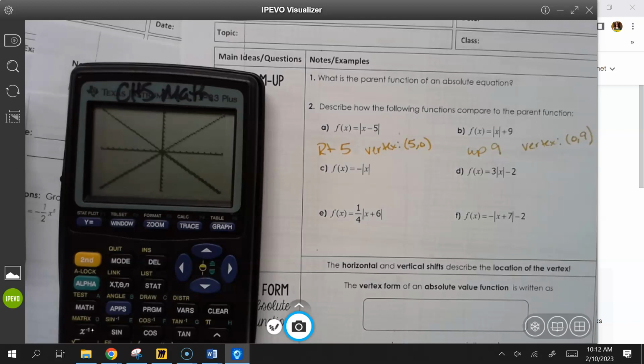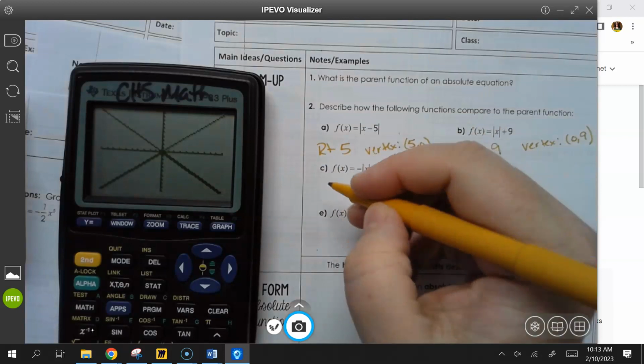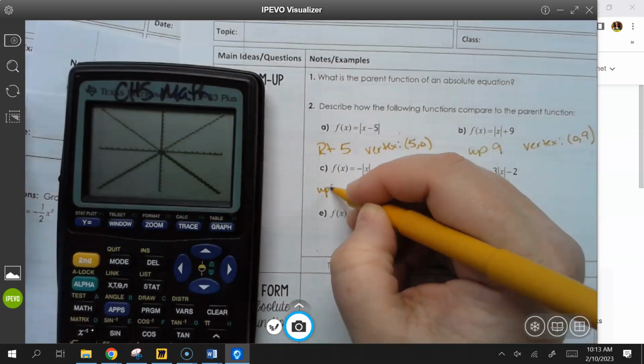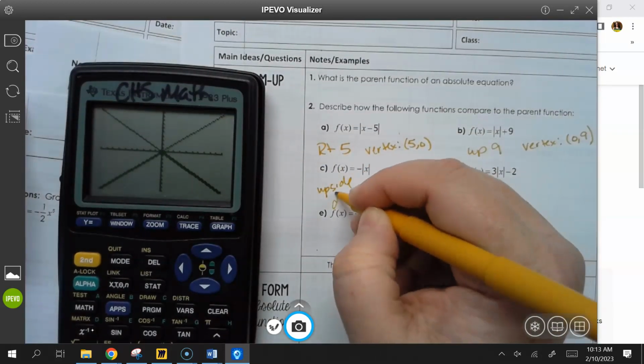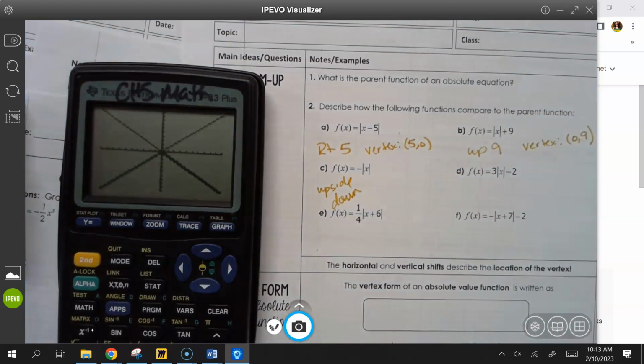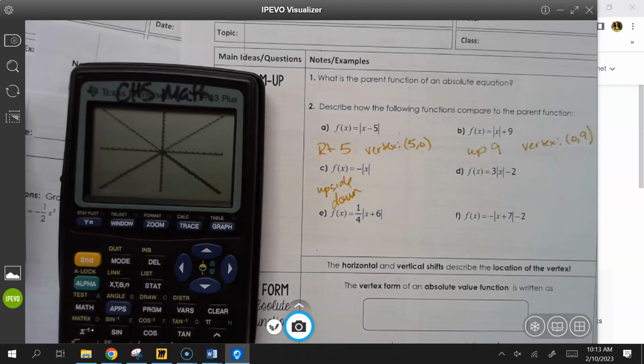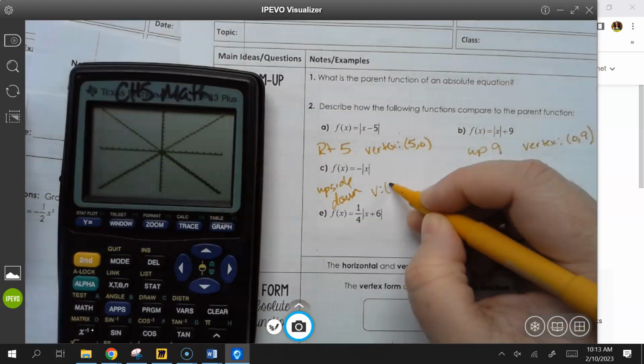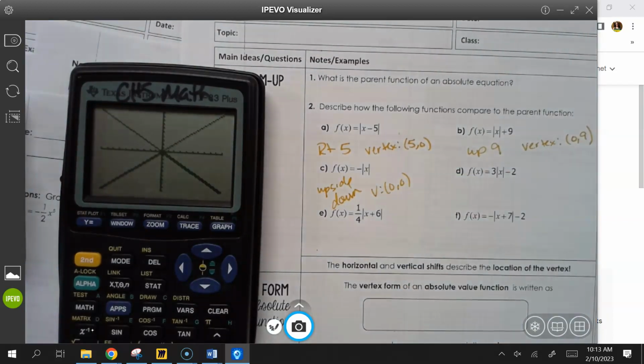What happened? It just went upside down, flipped upside down, right? We call it a reflection over x. So here, how is it different? You can say whatever you want, upside down, reflect over x. It flipped. Where's the vertex? Same place, it didn't move, right? The only thing that happened was that graph just flipped.